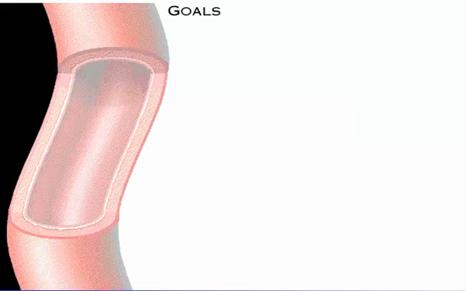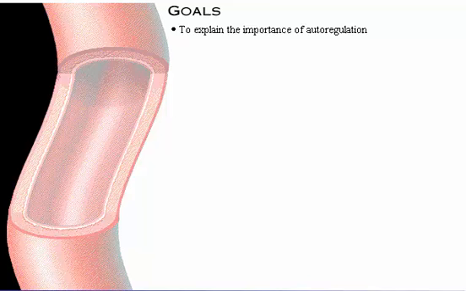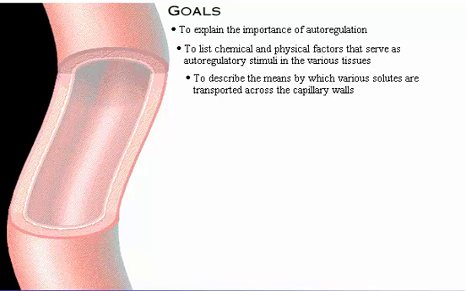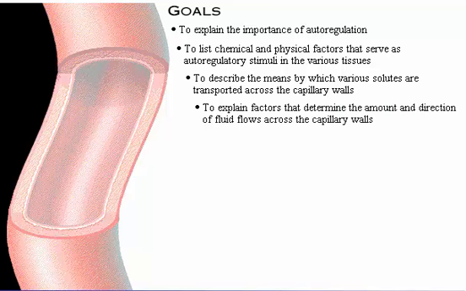Your goals for learning are to explain the importance of autoregulation, to list the chemical and physical factors that serve as autoregulatory stimuli in the various tissues, to describe the means by which various solutes are transported across the capillary walls, and to explain the factors that determine the amount and direction of fluid flows across the capillary walls.